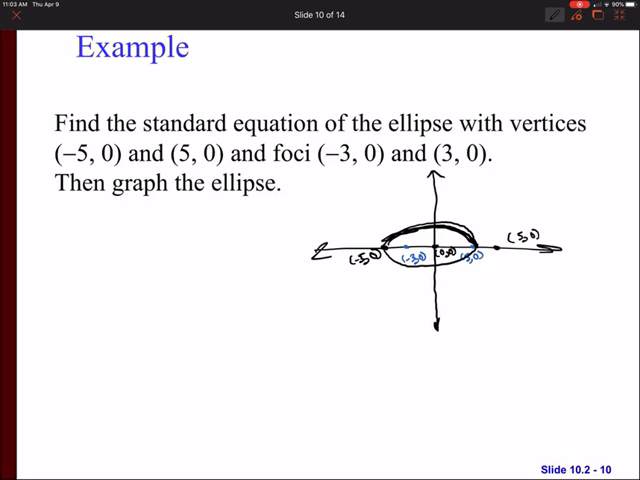Now, since our major axis is horizontal, we'll make that note. Where is our major axis? The major axis is the axis containing your center, your vertices, and your foci.